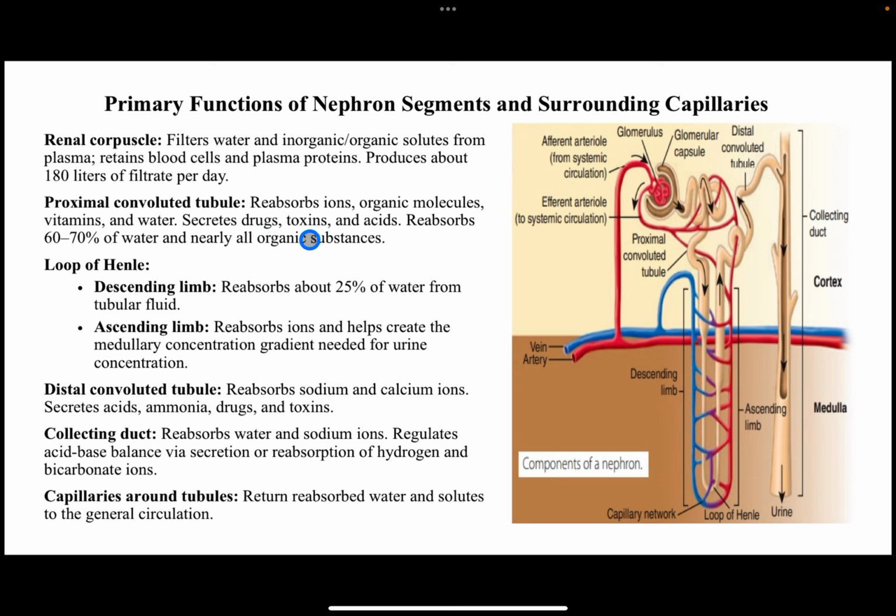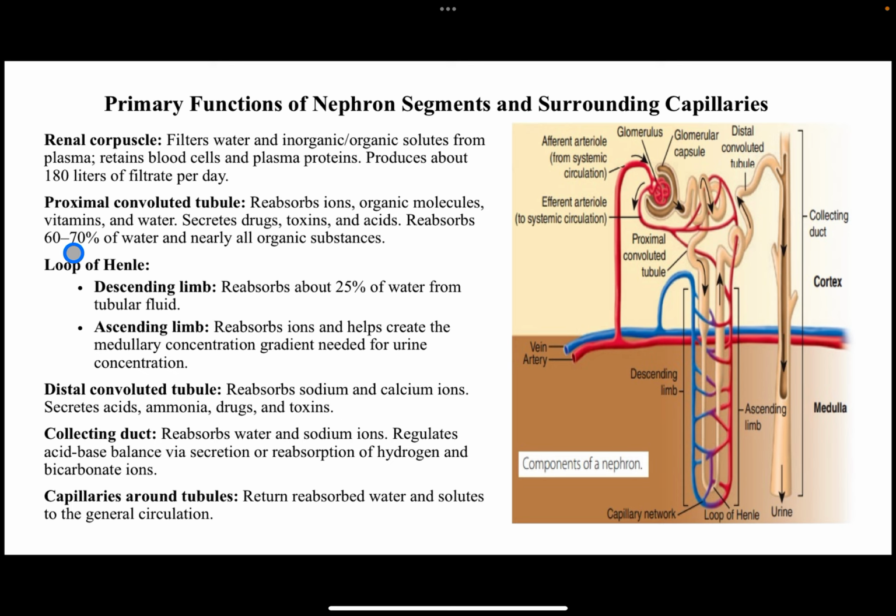Another key thing that you should remember is that in the proximal convoluted tubule, a lot of reabsorption can take place. But apart from that, secretion of certain drugs from the peritubular capillaries can occur, whereby drugs, toxins, and excess hydrogen ions can be secreted back into the proximal convoluted tubule. In fact, one other unique thing is that in the proximal convoluted tubule, about 60 to 70% of the water that forms part of the filtrate is reabsorbed back into the peritubular capillaries.